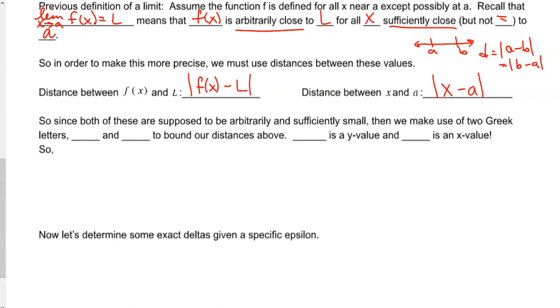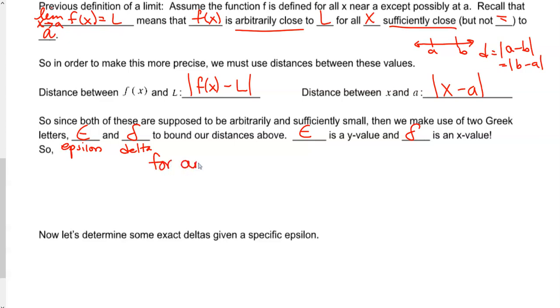Since both of these are supposed to be arbitrarily and sufficiently small, we make use of two Greek letters. One is epsilon, and the other is delta. This is epsilon, and this is delta, the lowercase e and the lowercase d of those. We make use of the two Greek letters epsilon and delta to bound our distances above. Epsilon is going to be seen as a y value and delta is going to be seen as an x value.